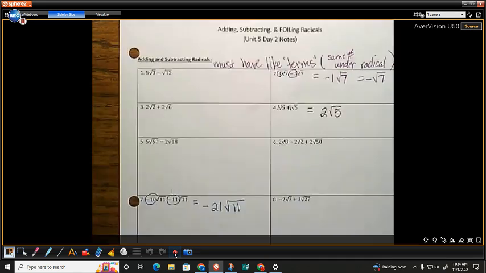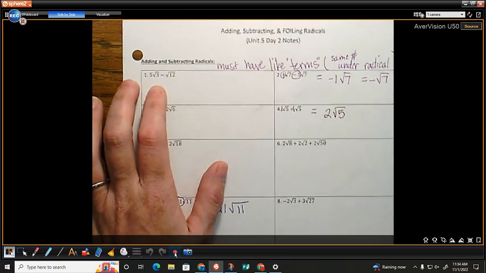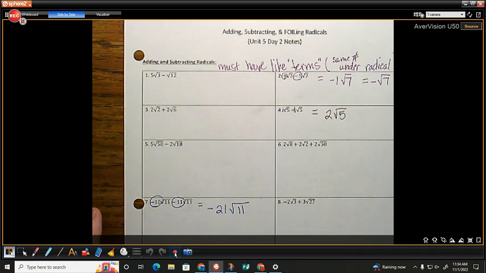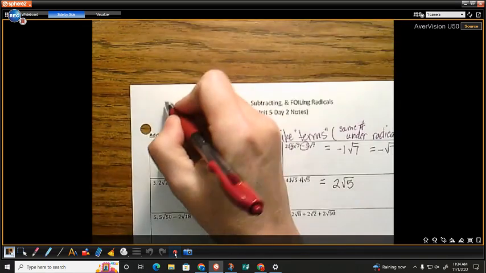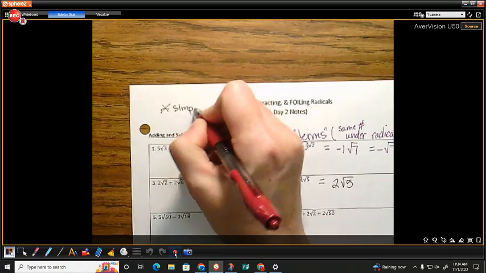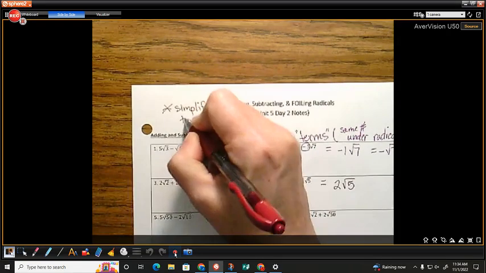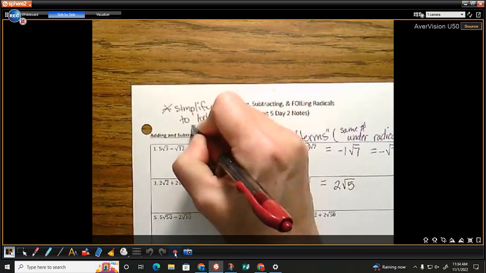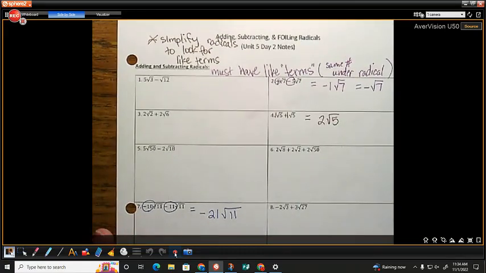That's not so bad. And so then we come up here and go, oh, okay, what if we throw in something like number 1? Now we've got fish and turtles. And you can't add these because they are not like terms. But what should you always check before you give up? See if they have something in common. So what you're going to do is simplify your radicals to look for like terms, just in case you've got something hiding out that really is the same radical, but it's just not simplified.